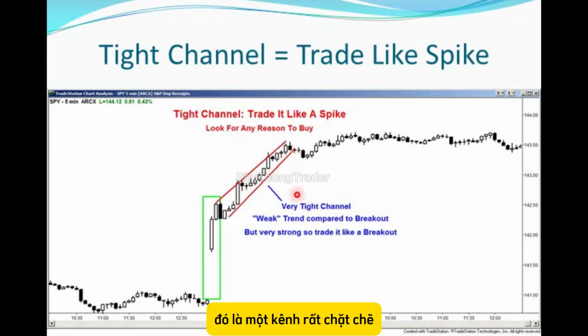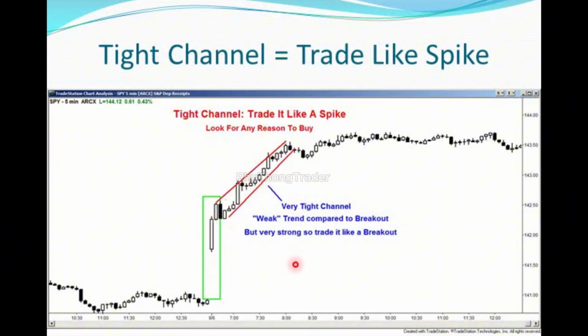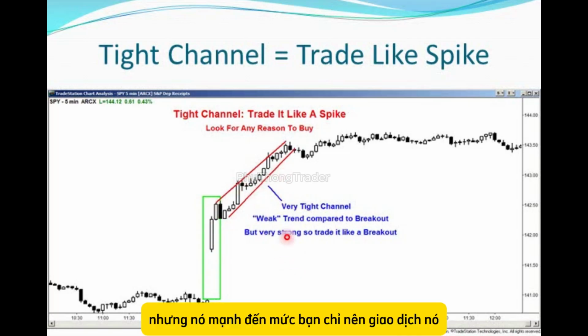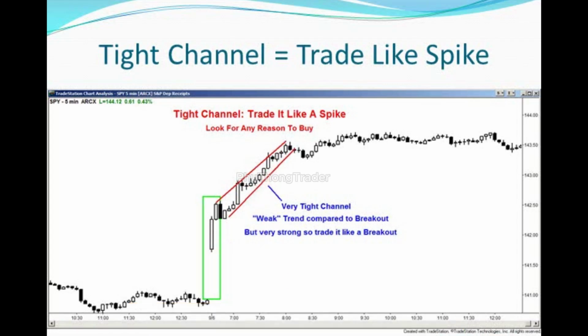It's a very tight channel. However, it's relatively weak compared to the spike phase. But it's so strong that you should only trade it like a spike, like a breakout, and only look to buy.